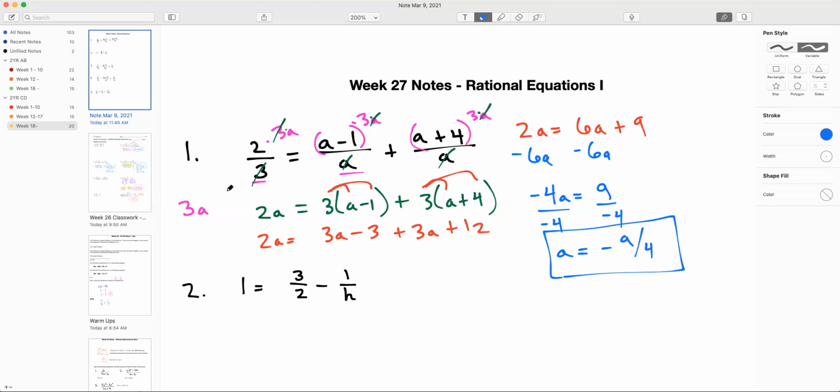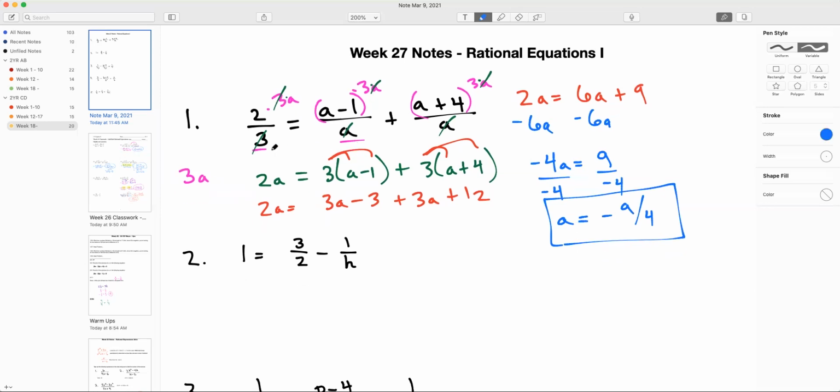Okay, but the key there was to find all the unique factors in the denominators. Multiply it on top, cancel, and then just solve like a normal multi-step equation.